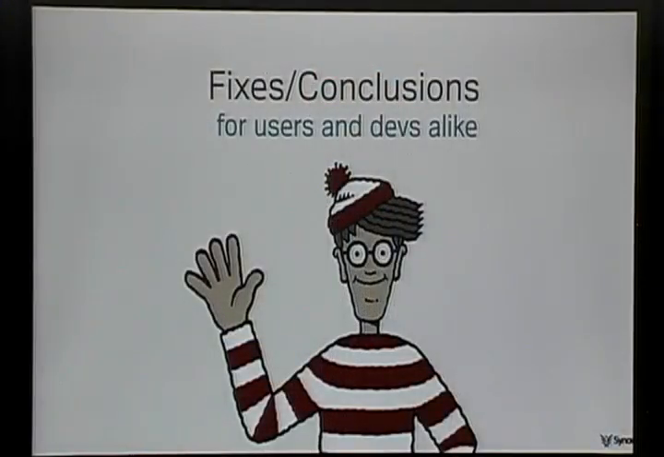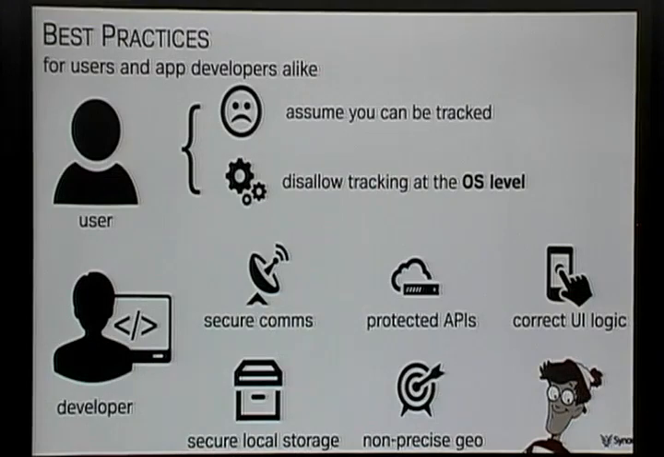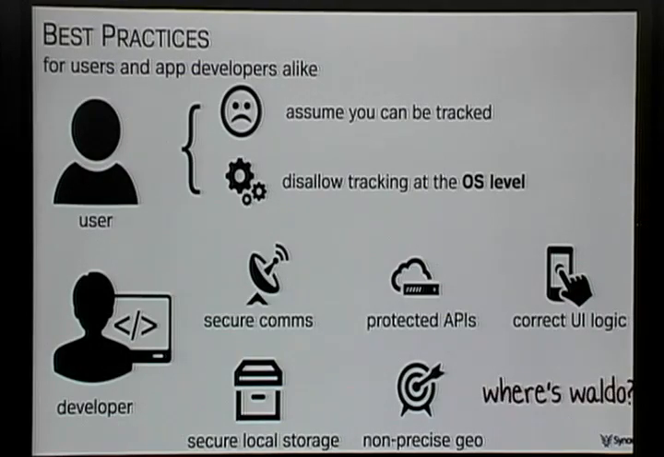So as a location-aware app developer, what can you do to not fall into this trap? And as for your users, what can you do to protect yourself? Users, assume that you can be tracked. Accept it as a fact and act accordingly. If you're really paranoid, drill down into the location preferences in your phone and turn off location sharing for apps at the OS level. Developers, you really need to be sure you're implementing your secure comms correctly.